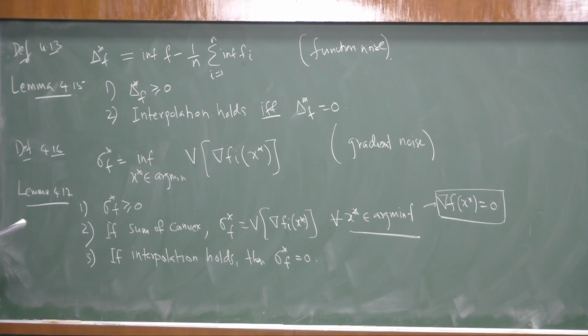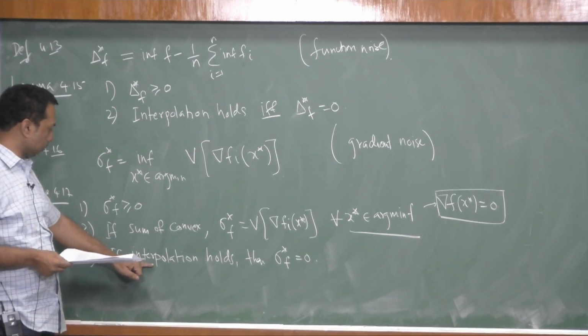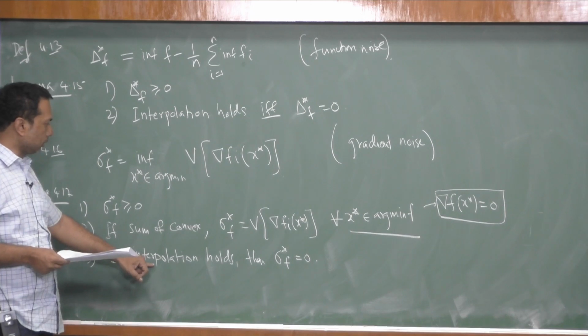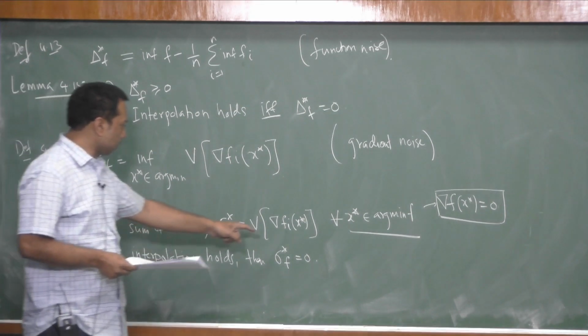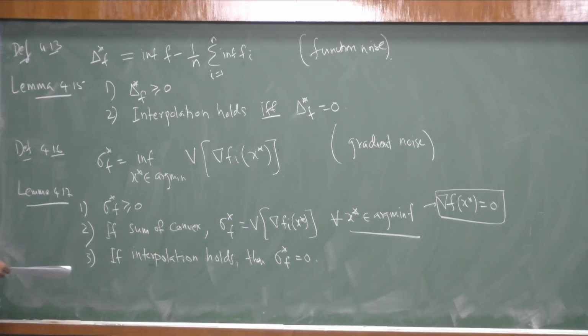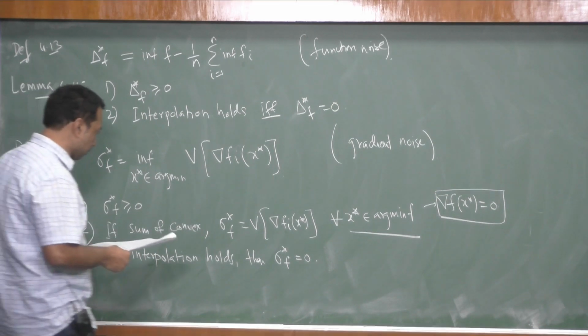So if interpolation holds, then sigma star f is 0. Here I don't even assume that the fi's are convex. But it's if and only if now, if the fi's are also convex. Because if the fi's are convex and sigma star f is 0, then interpolation holds. So this becomes an equivalence if we have a sum of convex.